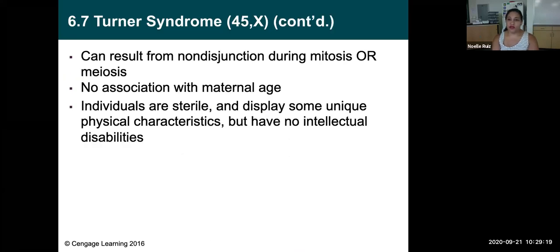Turner syndrome results from non-disjunction during either mitosis or meiosis. Can happen in either. There's no association with maternal age. Individuals are sterile, meaning they can't have babies of their own. They display some unique physical characteristics, but have no intellectual disabilities. Mostly they're just shorter than everyone else. Like I said, they can't have babies of their own, but there's nothing wrong with their brain. They're just as smart as everyone else.